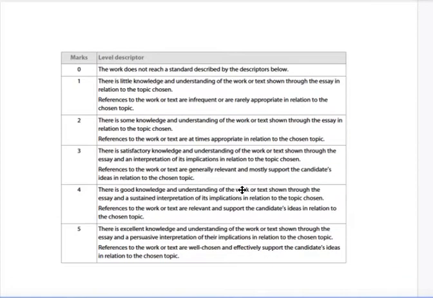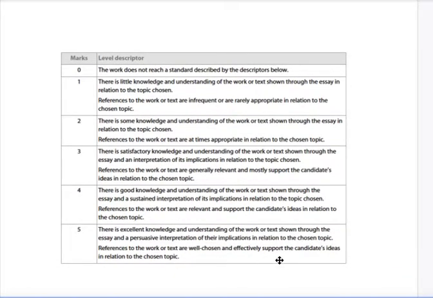To get top grades for that, you're going to show excellent knowledge and understanding of the work or text, and a persuasive interpretation of the implications in relation to the chosen topic. The chosen topic, remember, is the topic that you selected. If you selected a good topic, and you guys did pick good topics, you want to show excellent knowledge and understanding of that chosen topic. It's got to be really tightly focused on that topic you chose. So you don't want your paragraphs to go off topic from that.